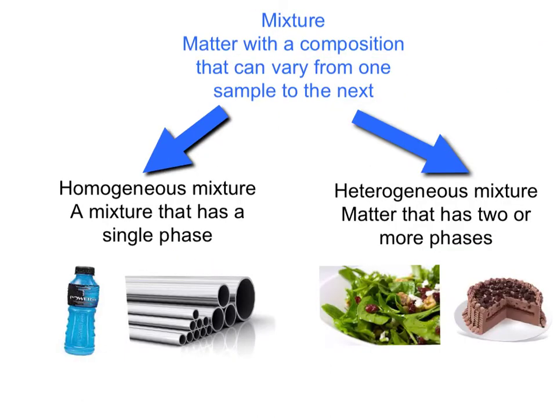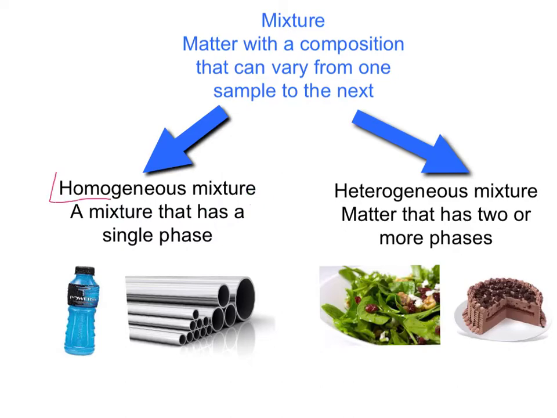Okay, so now we're going to go into mixtures. Remember, the difference here is that mixtures have a composition that changes or varies from one sample to the next, which was different than a pure substance, which did not vary. So again, I think this is best understood if you look at the two different types of mixtures. The first is homogeneous mixtures, and it's a mixture that has a single phase.